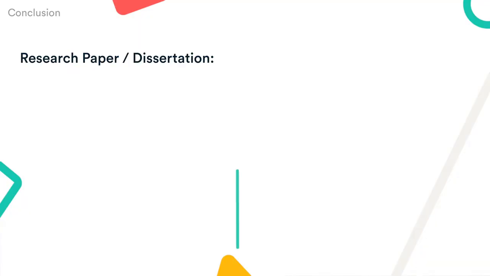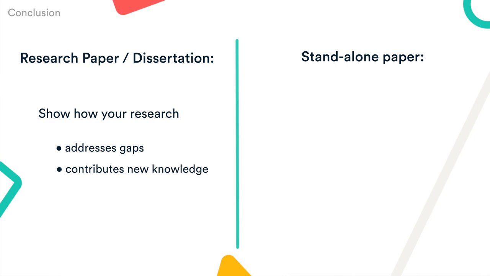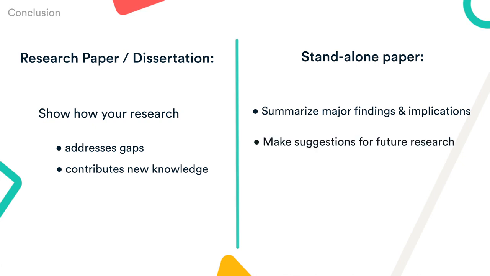Finally, for the conclusion, sum up the main takeaway of your literature review. If it's a part of your dissertation, here you should clearly show how your research addresses gaps and contributes new knowledge. If it's a standalone paper, you can summarize the major findings and implications of the literature and make suggestions for future research. Now for the final tip.